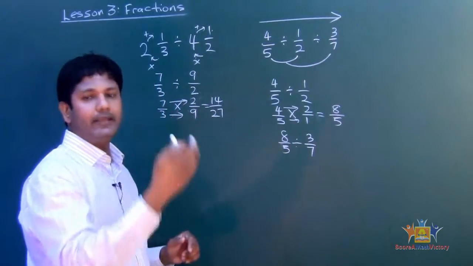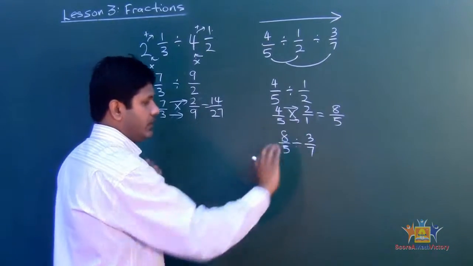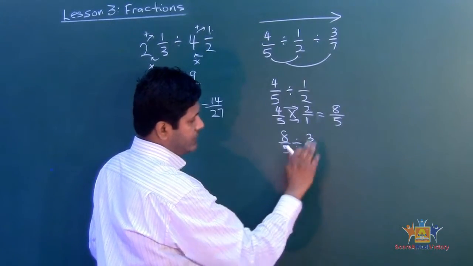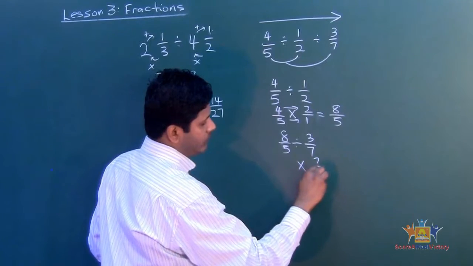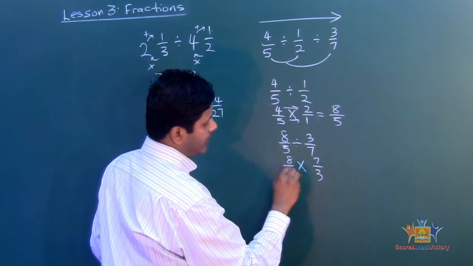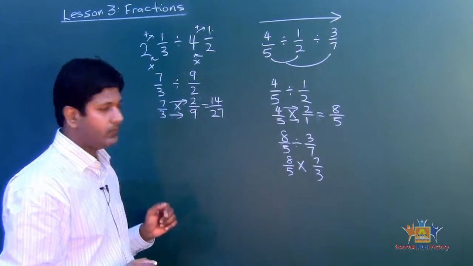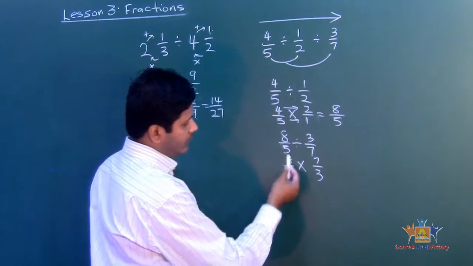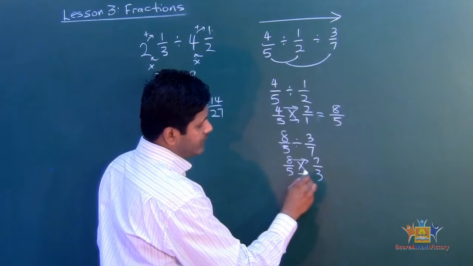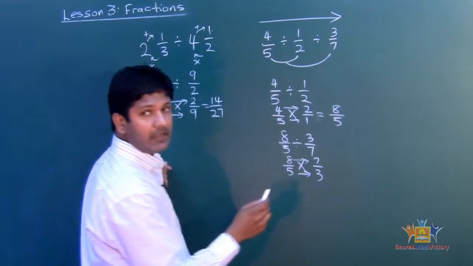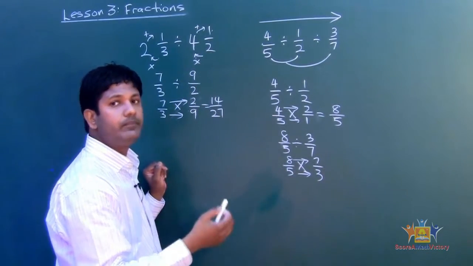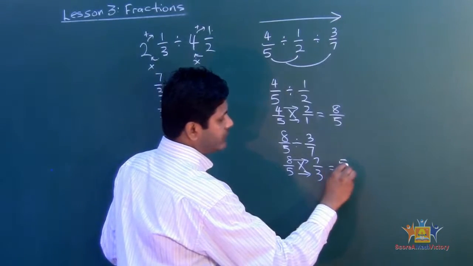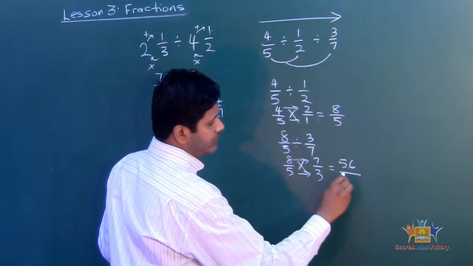Now apply the doorknob method on this one. Change division to multiplication. This one flips, 7 over 3. This one stays the same, 8 over 5. Then use the bow tie method. See if you can simplify. No, you can't. Then use the double arrow method to times it. 8 times 7 is 56. Very good. 56. 5 times 3 is 15.